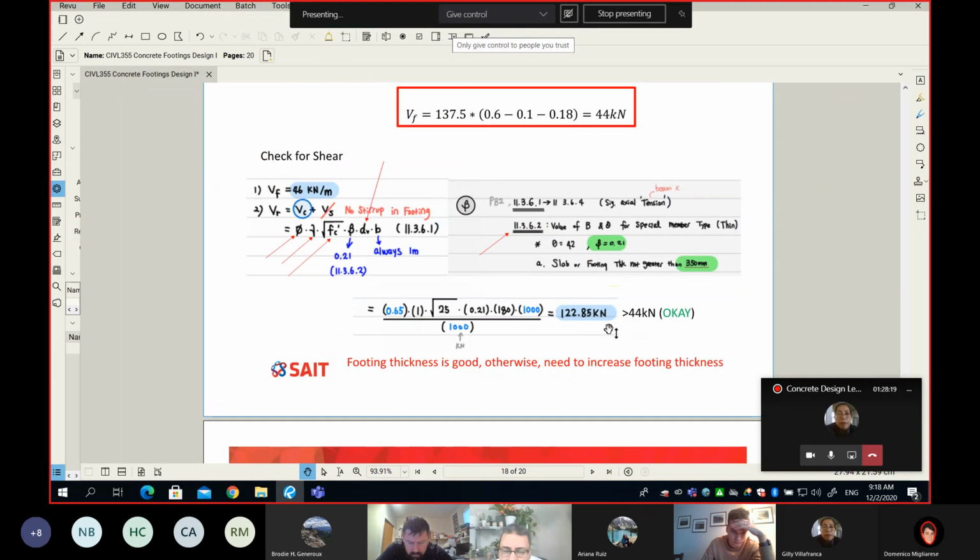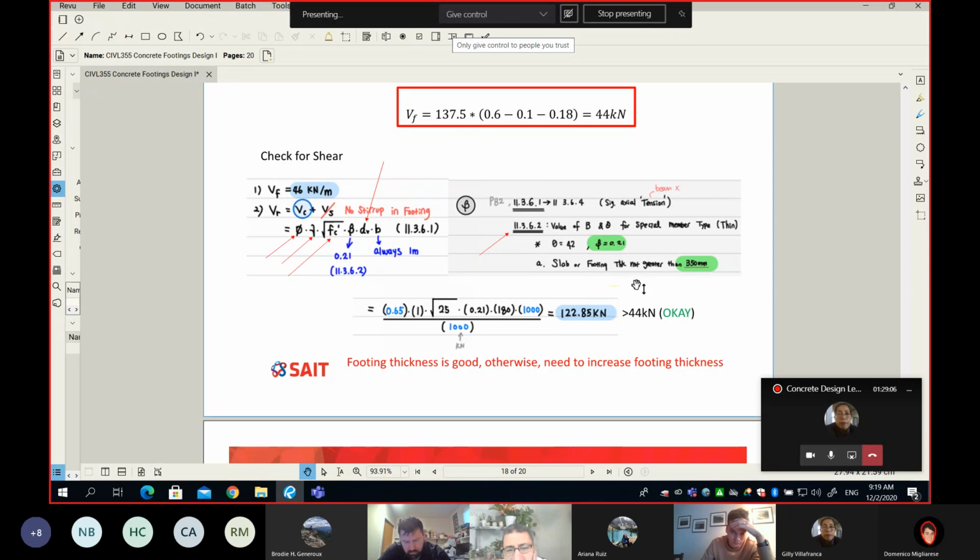It means my footing can take a shear of maximum 122.85 kilonewton, while in fact the force trying to shear this footing is only 44. It means it's okay, my concrete is strong enough. And what happens if my Vf exceeds the Vc? Then you have to change something: your f'c, or change the thickness of your footing. So that's another option.